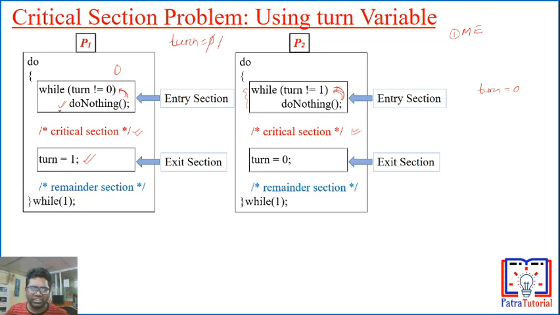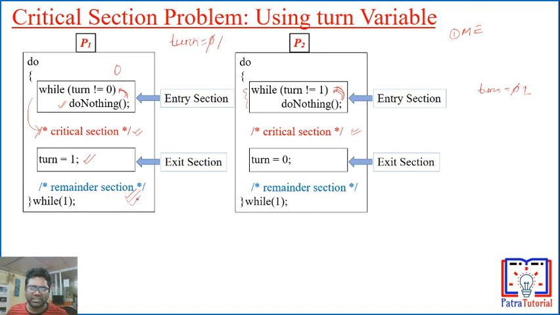So the condition is false, which means it will go to the critical section and will not execute this part. Now it will execute in the critical section. Then, while coming out of the critical section, it will change the value of turn to 1. Now it is 1.